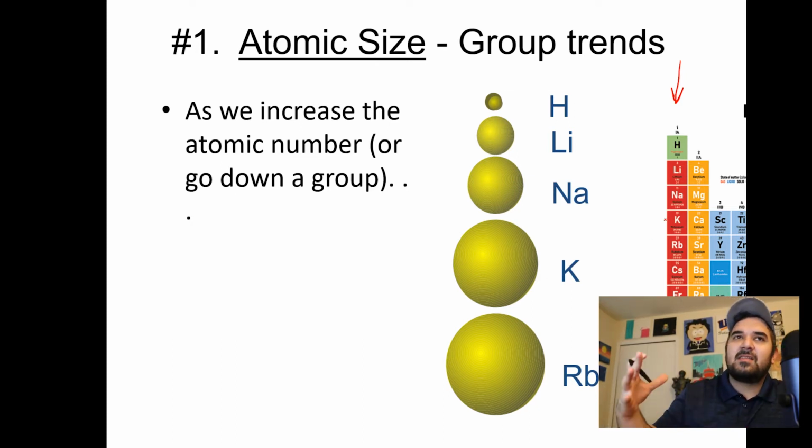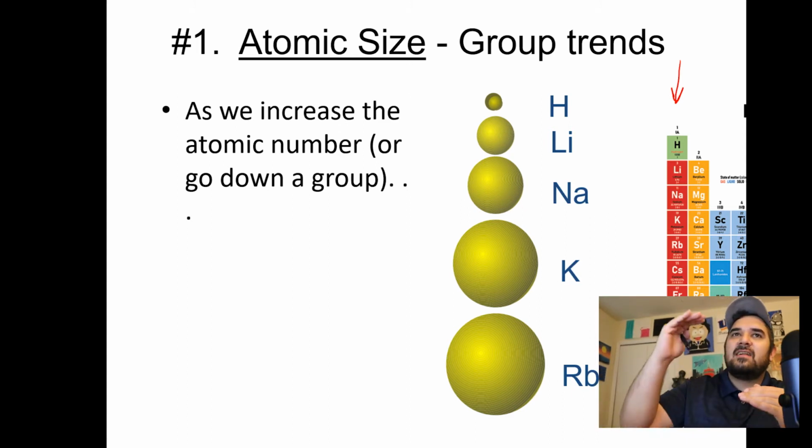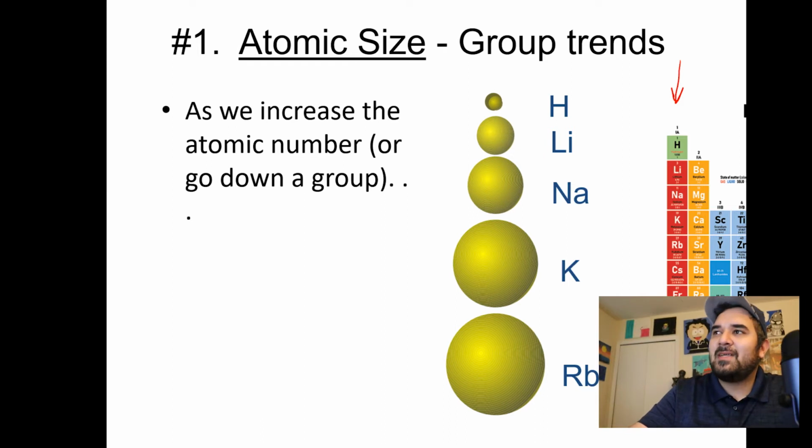Potassium comes next, adds an energy shell, becomes larger. Rubidium comes next, adds an energy shell, becomes larger. So as you move down on the periodic table, you're adding an extra electron cloud, which ultimately makes the element larger.